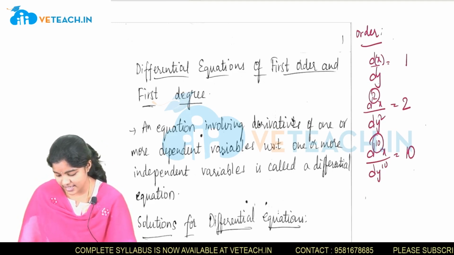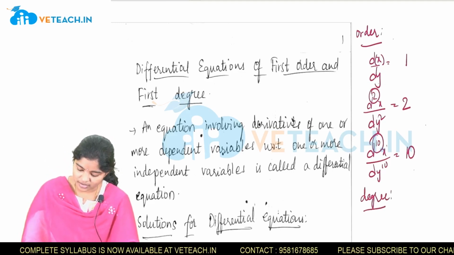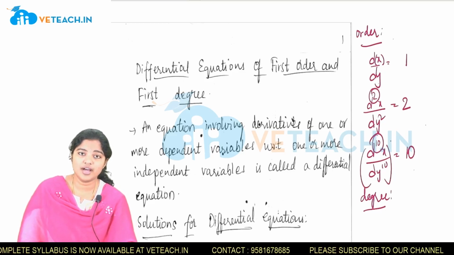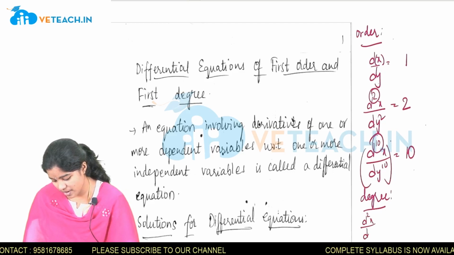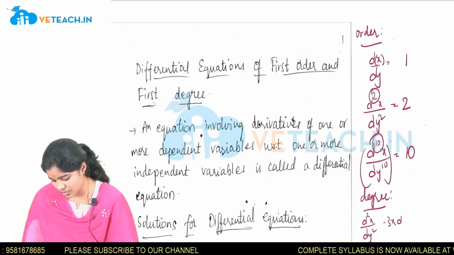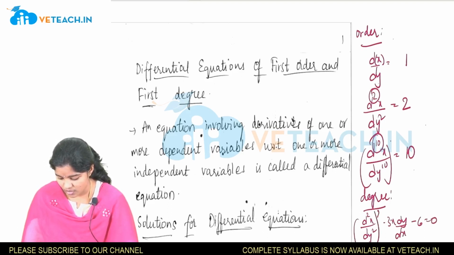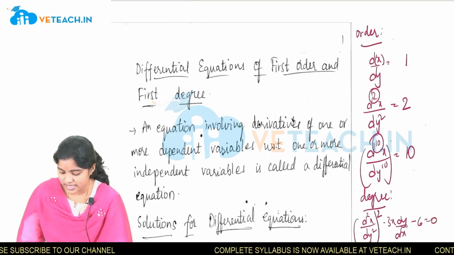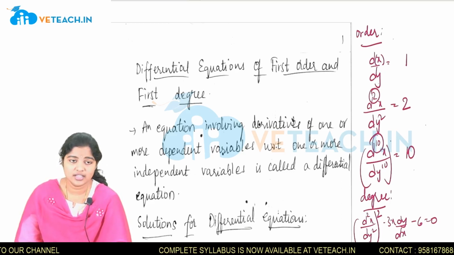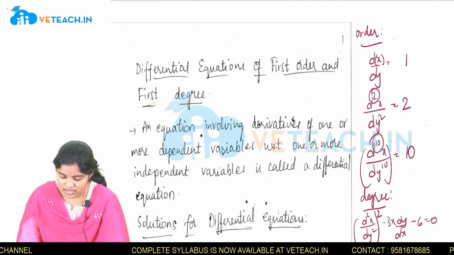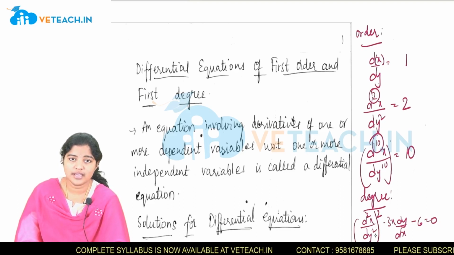Now what is a degree? Degree is nothing but the power. What is the power of the highest order in the given equation? Take an example, (d square x by dy square minus 3x into dy by dx minus 6) is equal to 0, whole square. Now here in this equation, d square x by dy square and dy by dx are the derivatives. In this, what is the highest order here? 2, because we differentiated here 2 times, highest order is 2.